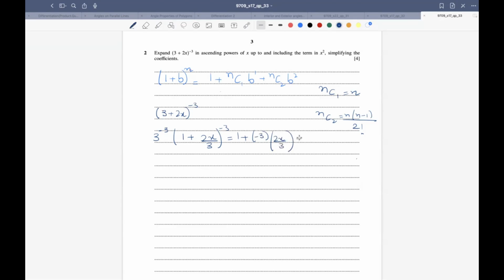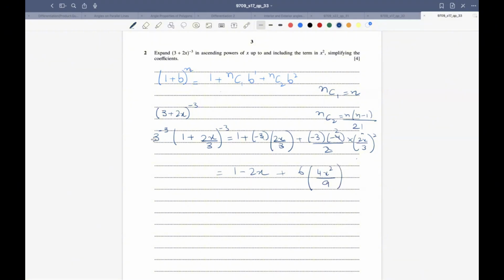And nC2 is n into (n minus 1). So that will become minus 3 into minus 4 upon 2 factorial, 2 factorial is 2, and b squared. So that will become (2x upon 3) whole squared. Simplifying, we'll get 1. This 3 and 3 will cancel out. So that will become 1 minus 2x. Plus, this will cancel out with 4. The negative sign will also cancel out. We'll have 6 into, this will become 4x squared upon 9.